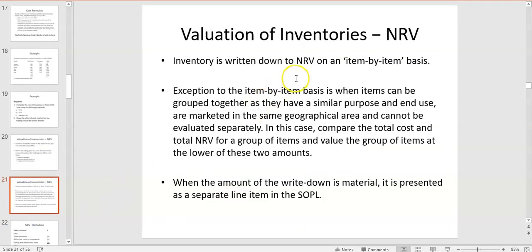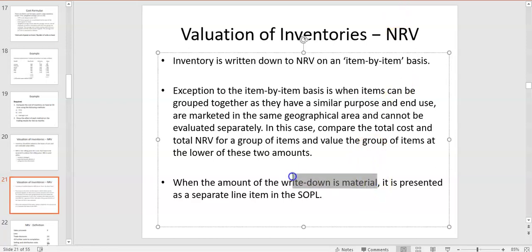Right? So it's written down on an item by item basis. You look at each item in your inventory and say, is that written down? Now, sometimes the item by item basis can be an exception where you can group them together if they're marketed in the same area and they're not evaluated separately. But generally, and from our exams perspective, you're looking at an item by item basis. And when the write down is material, so when it's significant to the financial statements, you show it separate. For most of our exam questions, you can put the write down through cost of sales or you can put it through admin expenses.